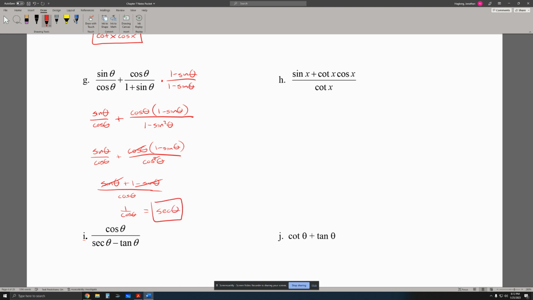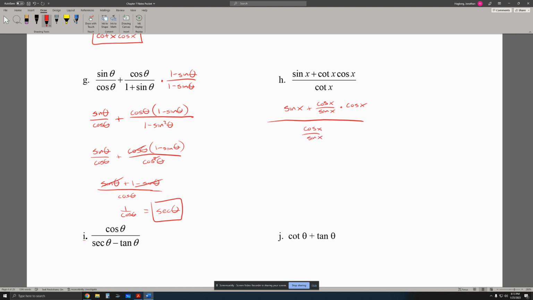All right, so this whole thing reduced to just the secant of theta. Letter H, I'm going to rewrite this in terms of sine and cosine. So we have sine x plus the cotangent, which is cosine of x over sine of x, and then cosine of x. And this is all over the cotangent, which is cosine x over sine x.